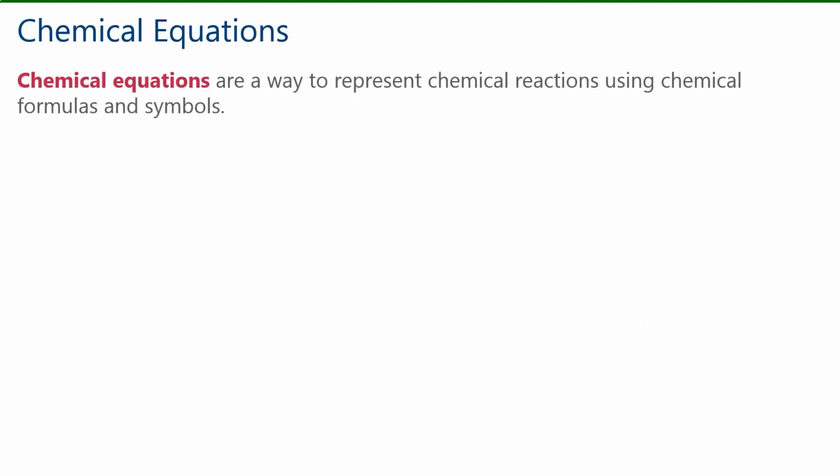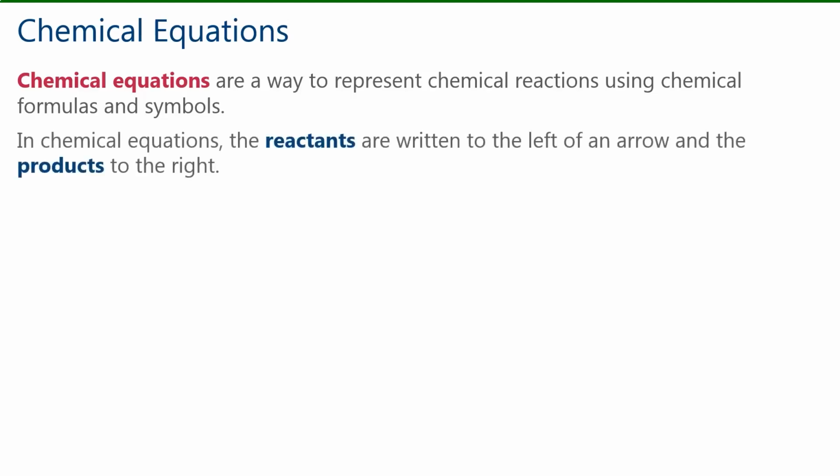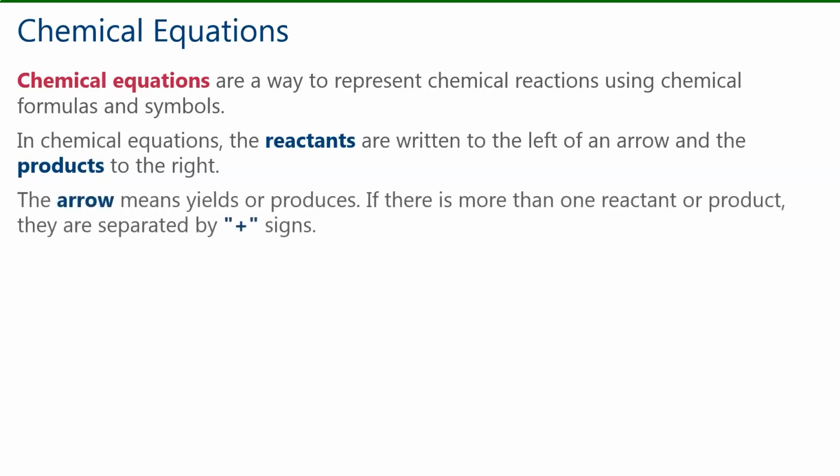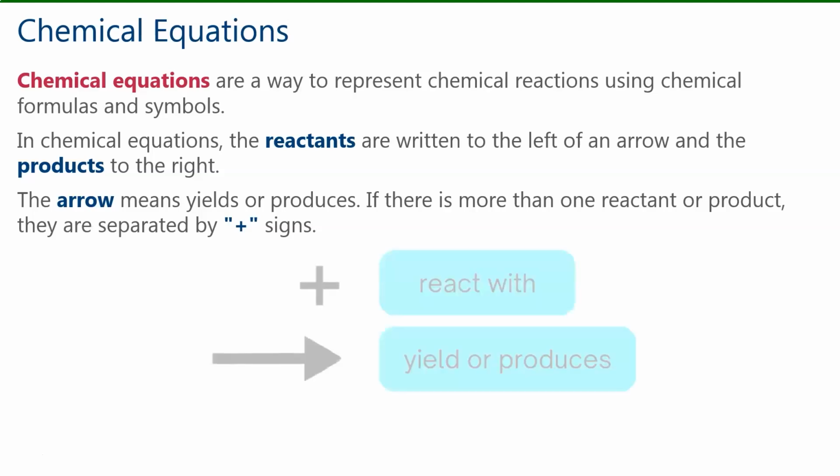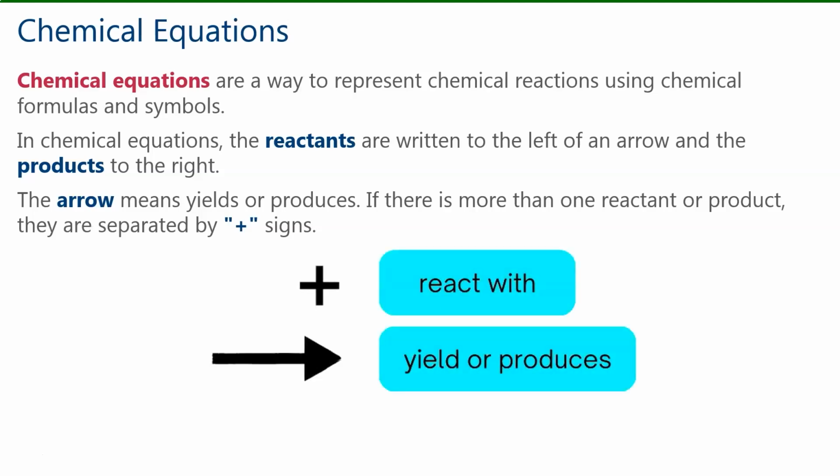Chemical equations are a way to represent chemical reactions using chemical formulas and symbols. In chemical equations, the reactants are written to the left of an arrow and the products to the right. The arrow means yields or produces. If there is more than one reactant or product, they are separated by plus signs. So the plus sign means react with, and the arrow means yields or produces.